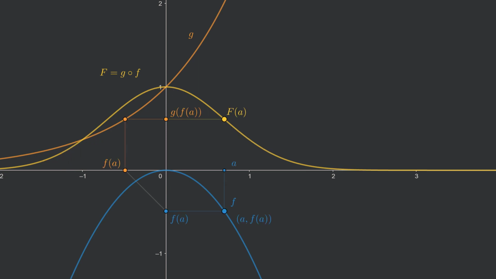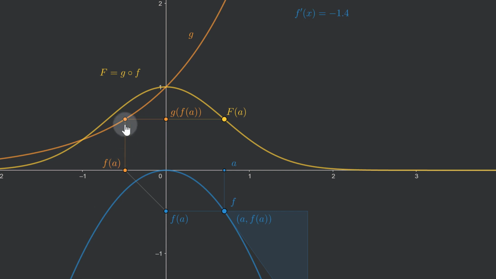Now let us try to verify the chain rule. That means we think about the derivatives of these three functions. First, we illustrate the derivative of the function f at a. We do this by drawing the slope triangle. By dividing the length of the vertical leg by the length of the horizontal leg, we get the slope of f at a, that is, the derivative of f at a, which in this case is negative 1.4.